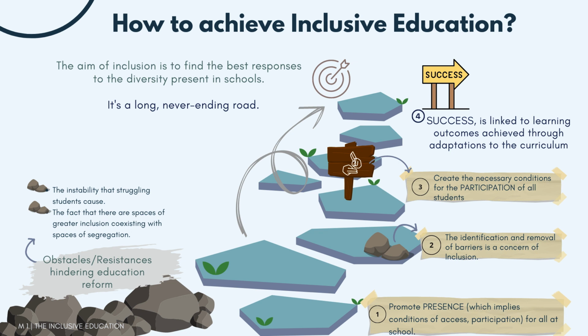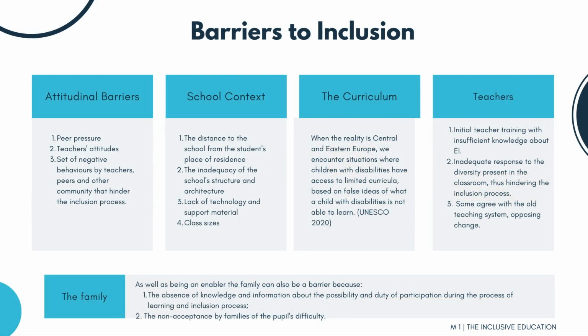A second fundamental step, which we will address next, is the identification and removal of barriers, which are a major concern for inclusion. A third step is to create the necessary conditions for all students to participate. And only then we will have the educational success of all students with learning outcomes, also resulting from adaptations to the curriculum. There are several barriers to inclusion.